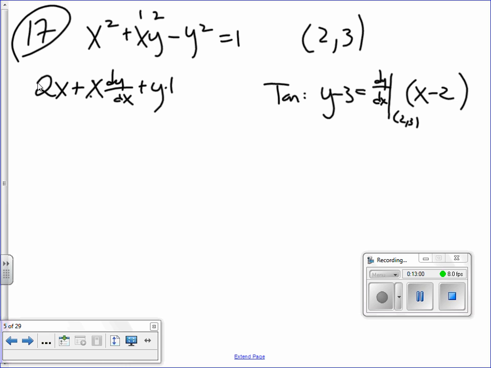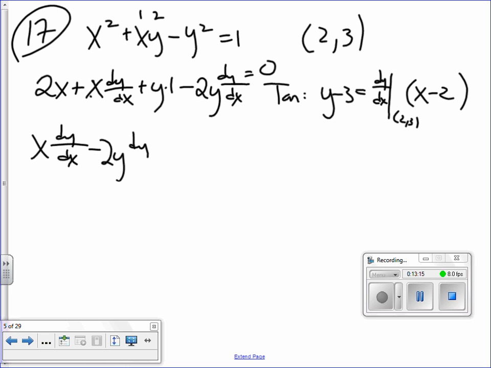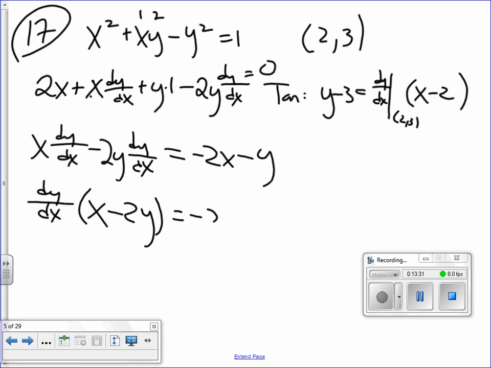All right, so let's finish this up. Minus dy/dx equals 0. Okay, so you keep the dy/dx's, you move the other ones over. So we have x dy/dx minus 2y dy/dx equals, when we move them over, negative 2x minus y. We pull out the dy/dx. We have x minus 2y equals negative 2x minus y. And then what? Y.